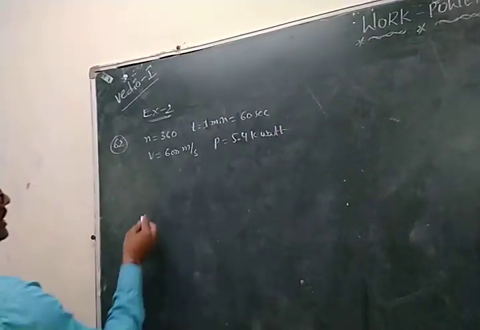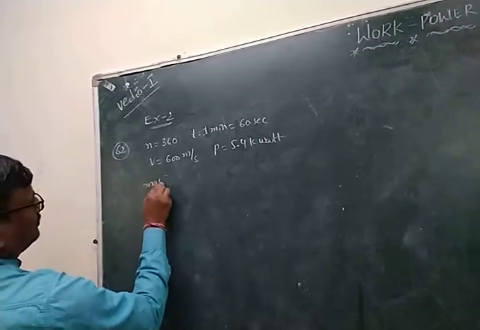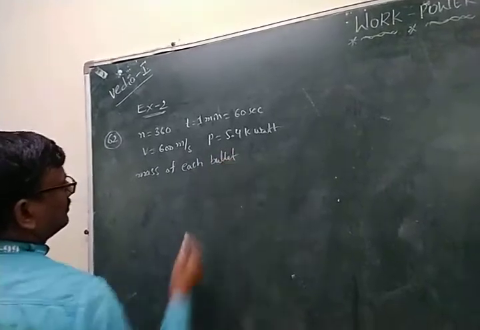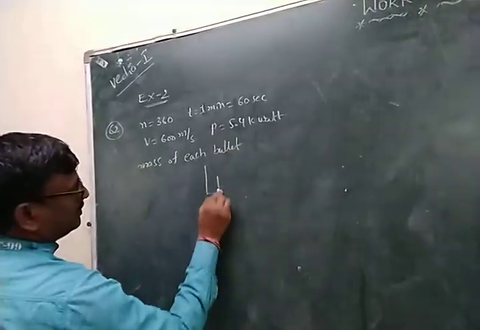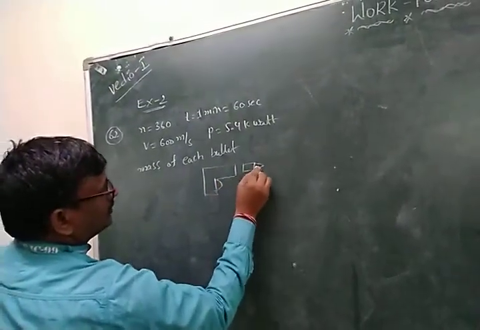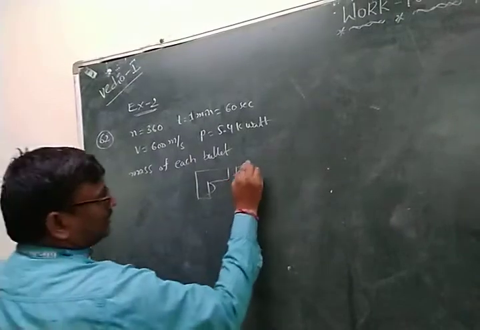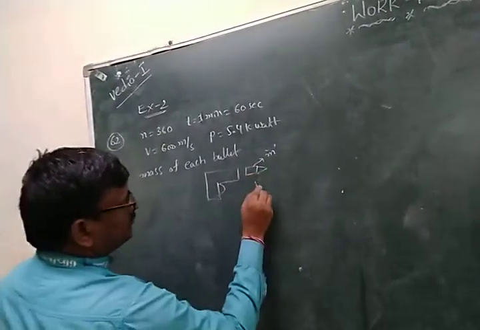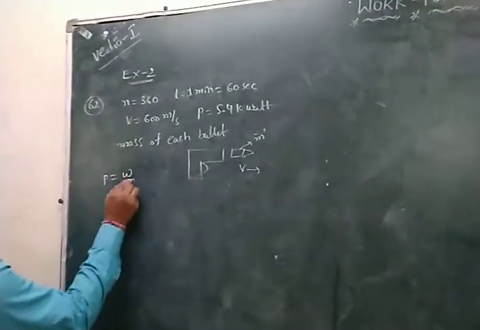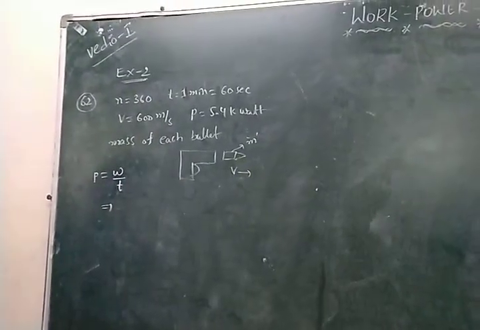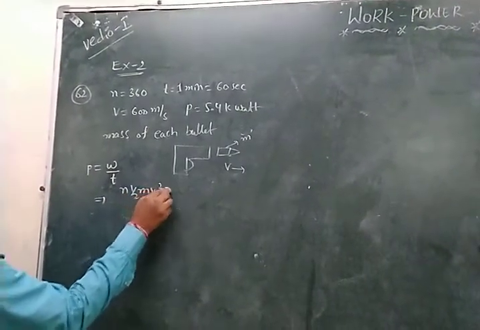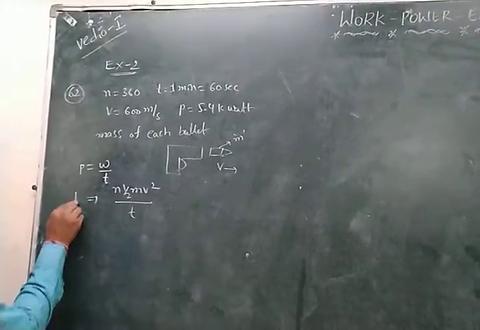If the mass of each bullet... see, this is the gun, okay, this is the bullet. Now we can find out this bullet of mass is moving with velocity as given. We know the power is equal to work by time. The work is equal to kinetic energy. The kinetic energy, number of bullets n into half mv square by time, is equal to power.